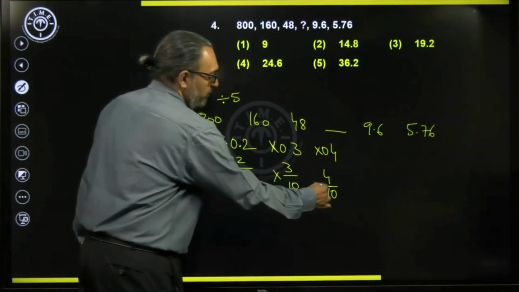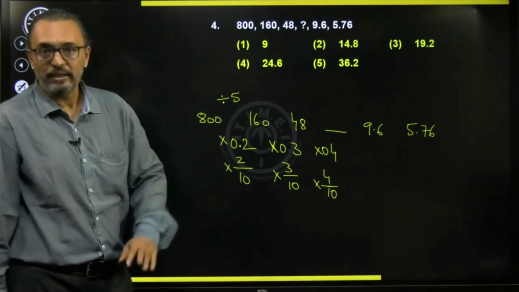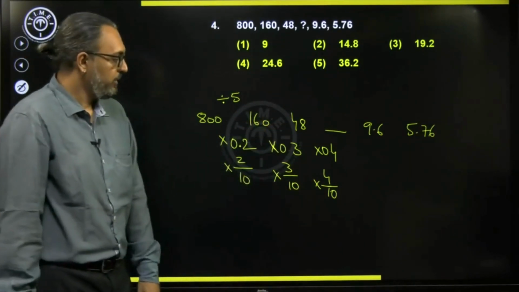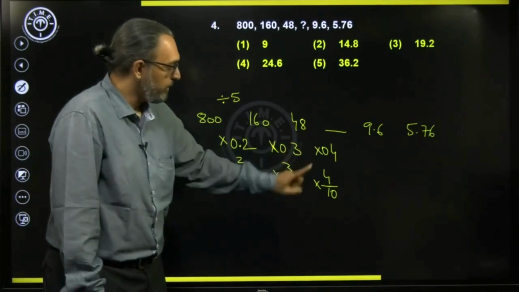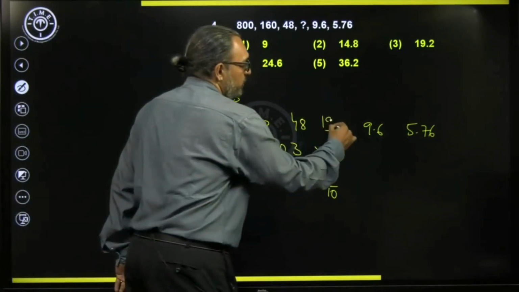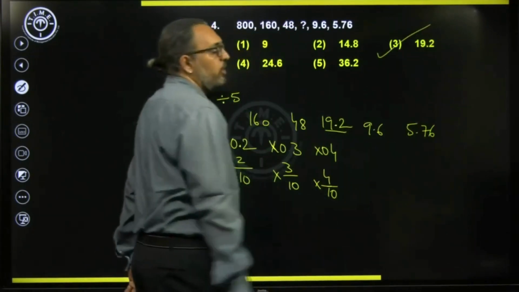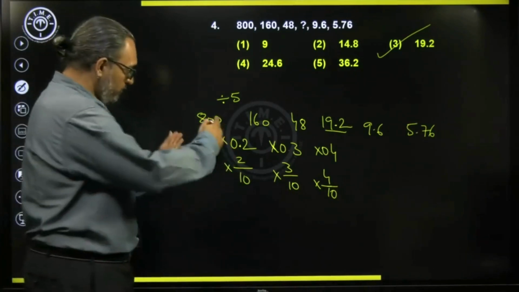So you multiply it with 4 by 10. So 48 into 4 divide by 10. So what is 48 into 4? So we have 160 and 32. 192 by 10. So what is 192 by 10? You will get 19.2, and that is available in our third option. So this is how it is.